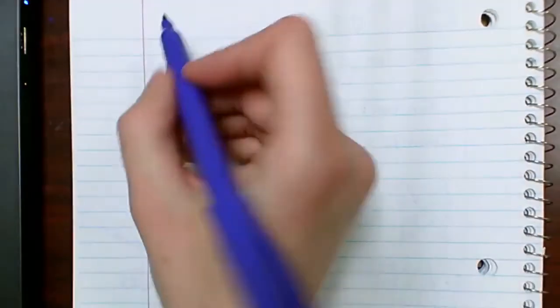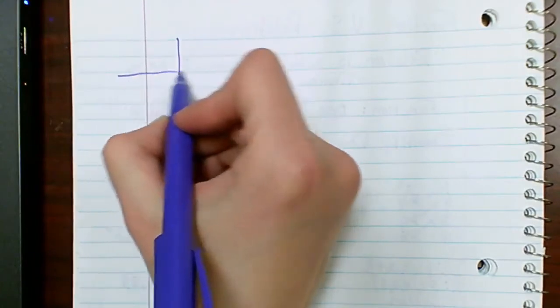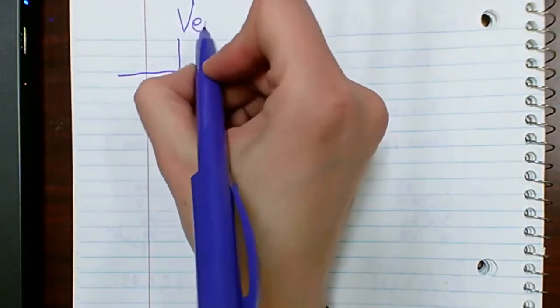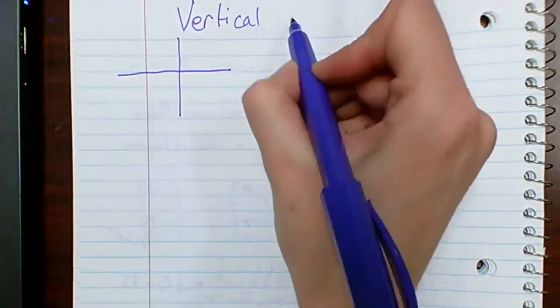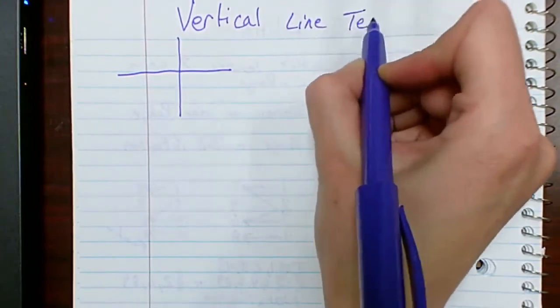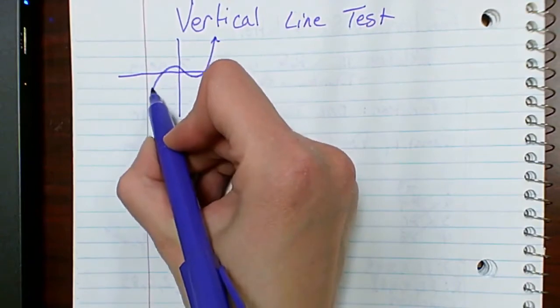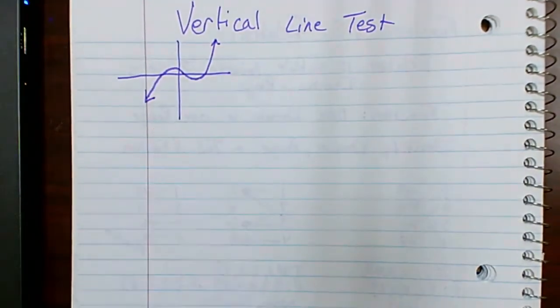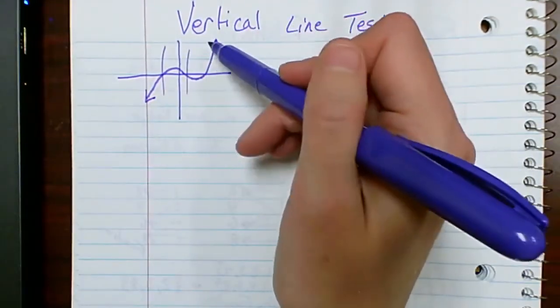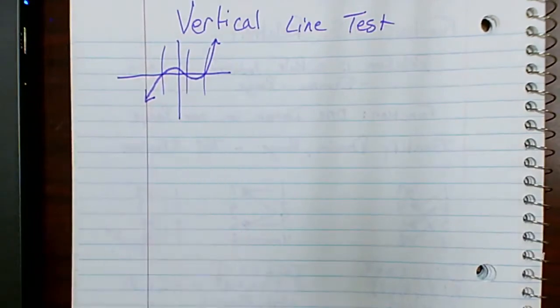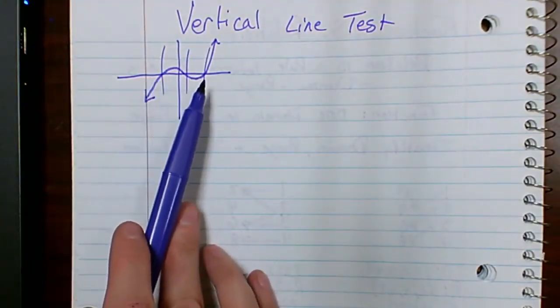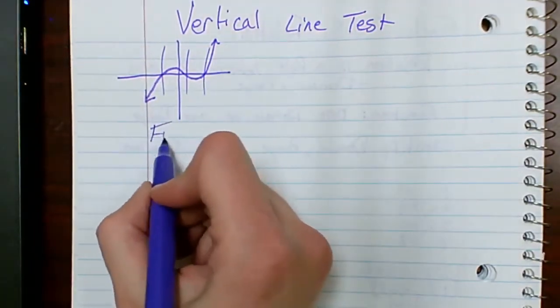Another way you can tell if something is a function is by looking at the graph. And this will be called the vertical line test. So if you look at this graph, for every vertical line you draw, there's only going to be one intersection. So this is a function.